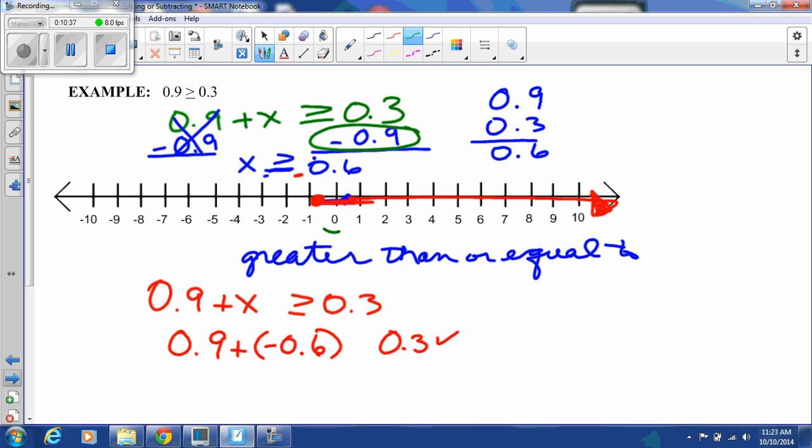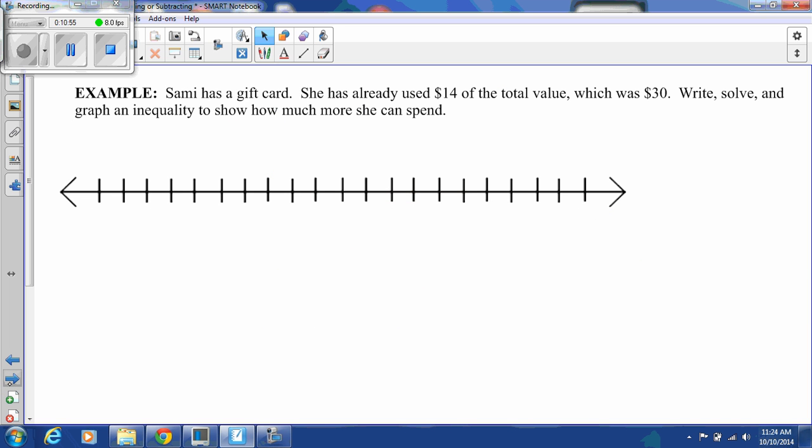I'm going to choose the number 0 because 0 is part of my solution, and 0 is just a very nice number to work with. 9/10 plus 0 equals 9/10, and 9/10 is greater than 3/10. I have shaded in the correct direction. Again, it's very important to check your answers.